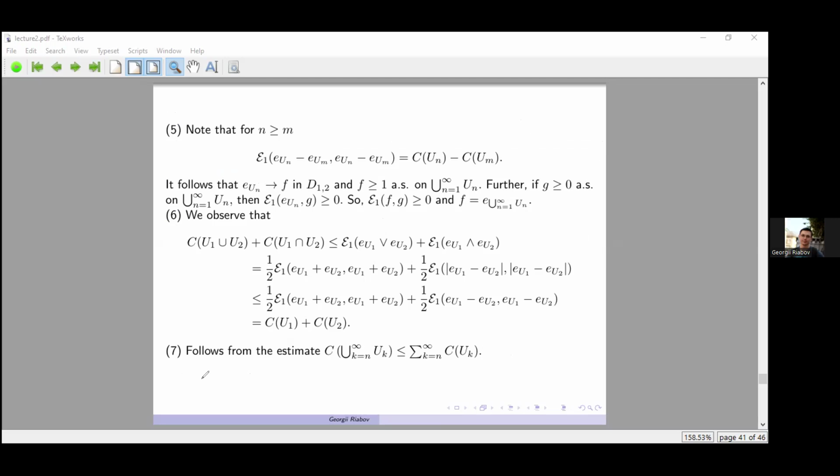Okay, so let me recall what is the upper limit of a sequence of sets. It is a set of points x such that x belongs to A_n for infinitely many indices n.